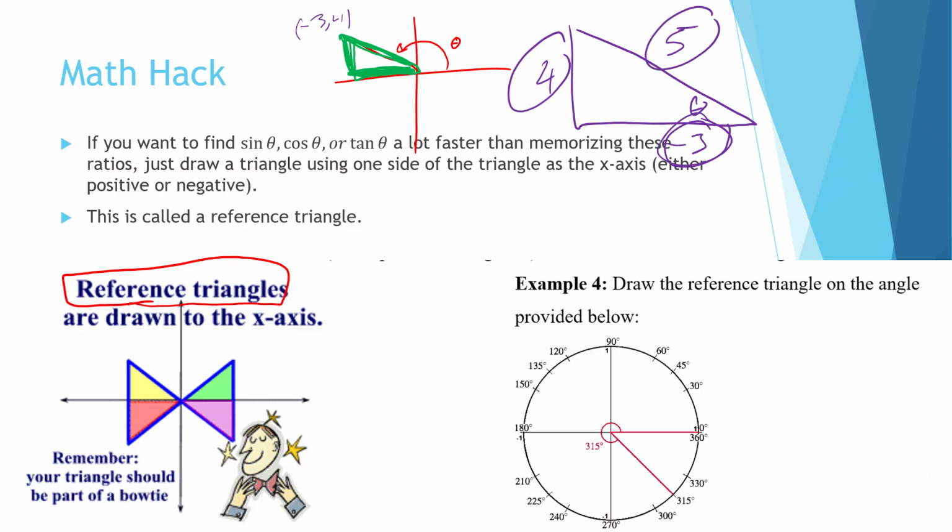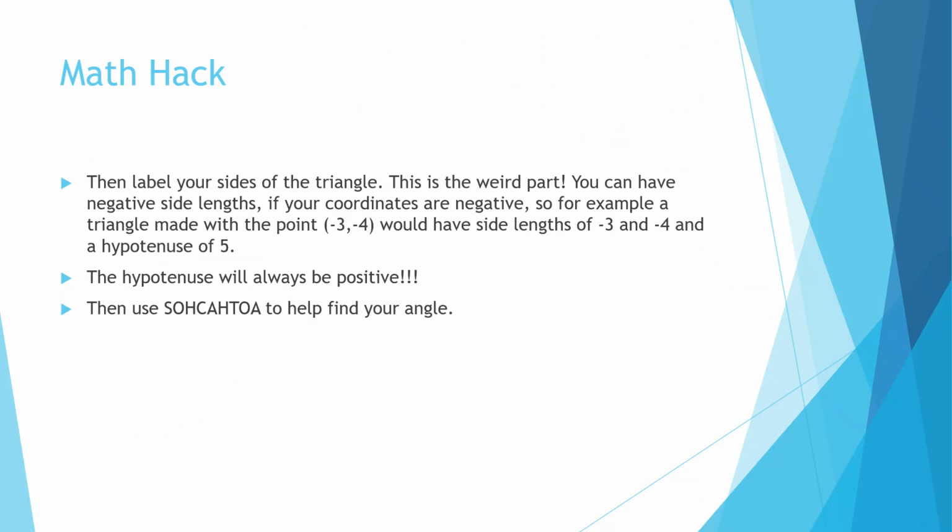So this is the first time where you may have negative side lengths, which is going to be okay because we're working in all four quadrants. Let's do example 4 real quick. Draw the reference triangle. So here, one of these four triangles is going to be your reference triangle, and it really just depends on what quadrant you're in. So here, my reference triangle is going to be like that. That should be my answer to example number 4.